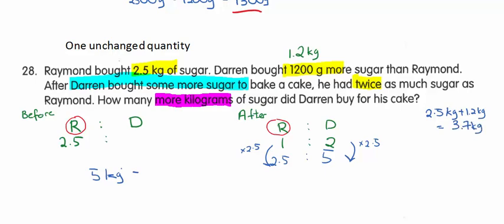Okay, so please don't make the same mistake that I did. So this is supposed to be 3.7. So 5 minus 3.7 kg, and that will give you 1.3 kg. Okay, so please take note. Look at the question very carefully. Darren is 1.2 kg more than Raymond.